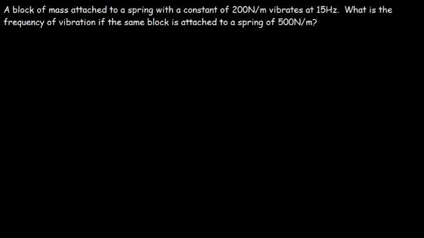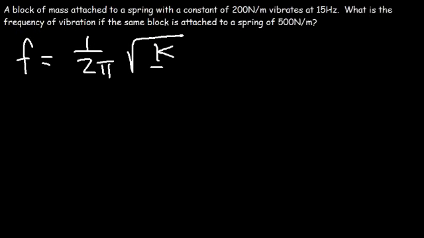A block of mass attached to a spring with a constant of 200 newtons per meter vibrates at 15 hertz. What is the frequency of vibration if the same block is attached to a spring of 500 newtons per meter? So the mass is constant here. The only thing that changes is the spring constant and F. So we know that F is equal to 1 over 2 pi times the square root of K divided by M. So we can write a ratio.